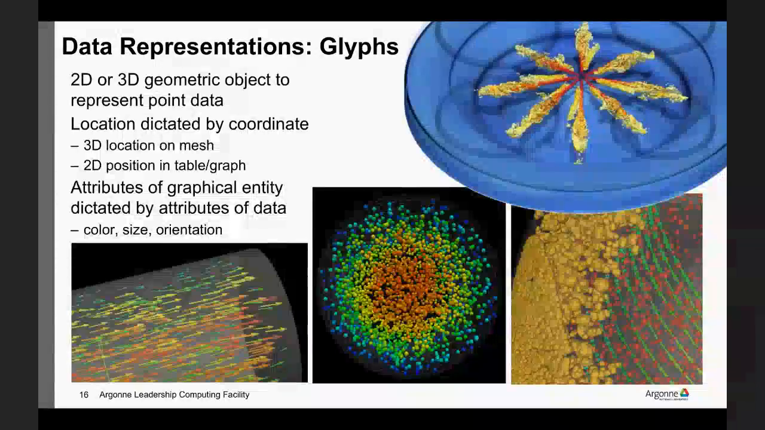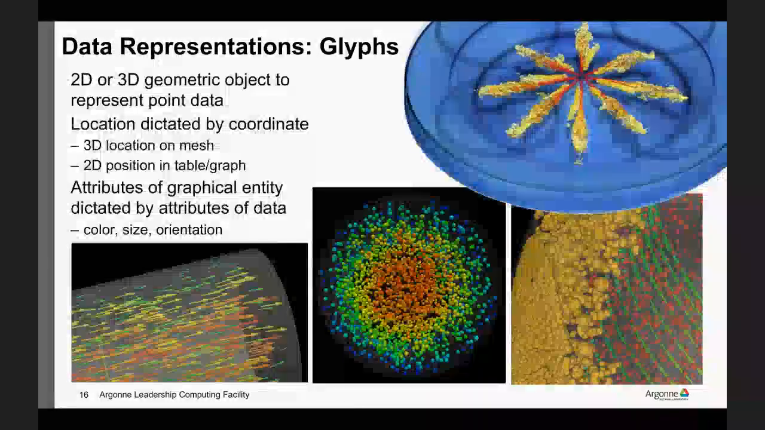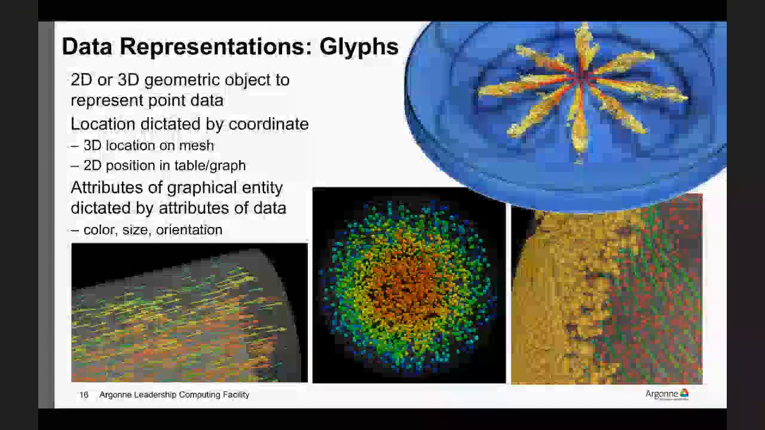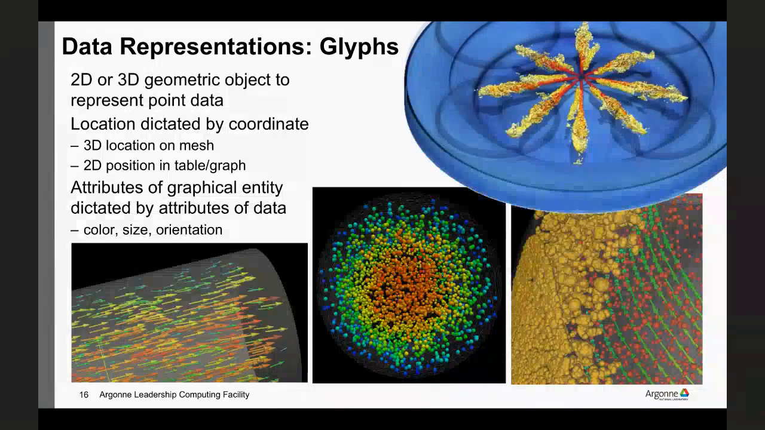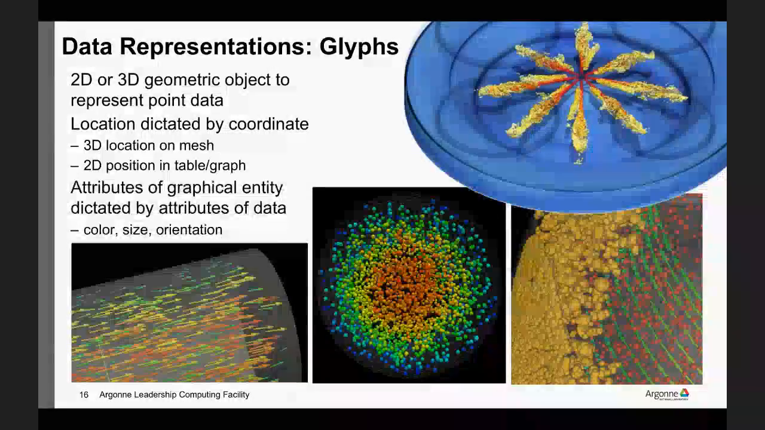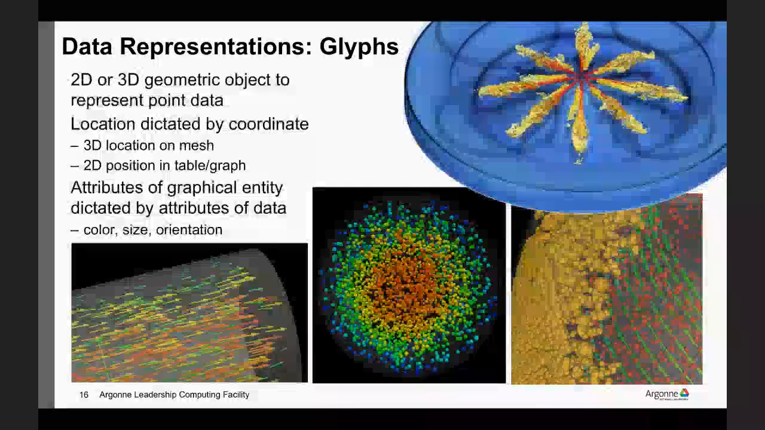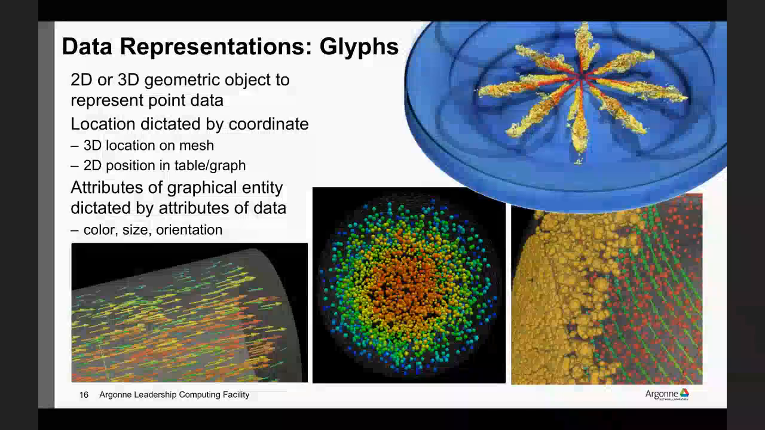Another data representation is glyphs, right? So these are 2D or 3D geometric objects for representing point data. The location is dictated by the coordinate, so a 3D location on a mesh or a 2D position in a table or graph, for example. And then, as I mentioned before, attributes of graphical entities are dictated by the attributes of the data. So the color, size, and orientation of these glyphs take those values from the data.